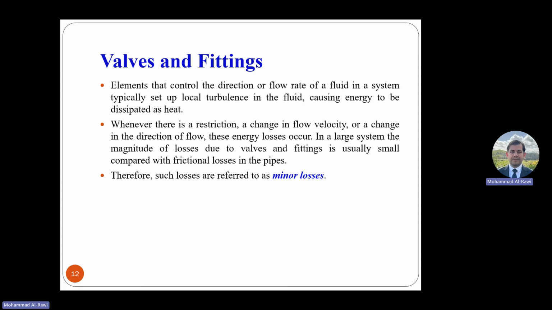Valves and fittings are elements that control the direction or rate of flow in a system. They typically set up local turbulence in the fluid, causing energy to be dissipated as heat. This type of loss we call minor losses. Energy losses occur with a change in flow velocity or direction, like in an elbow, as you can see in applied computational modeling, such as we did in CFD modeling. In large systems, the loss due to valves and fittings is usually small compared with the friction loss, and that's why we call them minor losses.